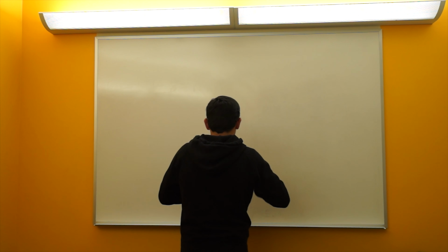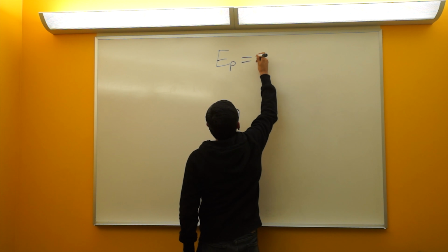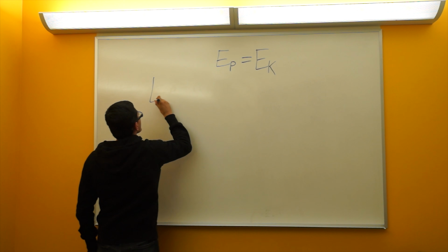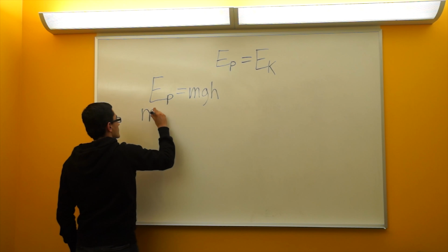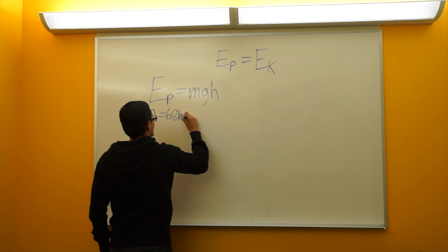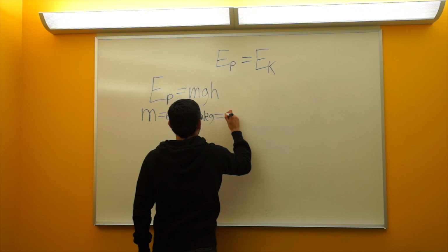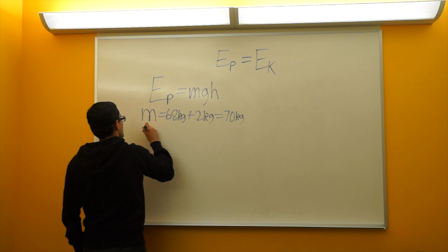Now that we have our measurements, we're going to calculate the potential energy first and then compare it to the rotational kinetic energy. The gravitational potential energy can be calculated by multiplying the mass of the system by the acceleration caused by gravity and the height of the person on the swing set.